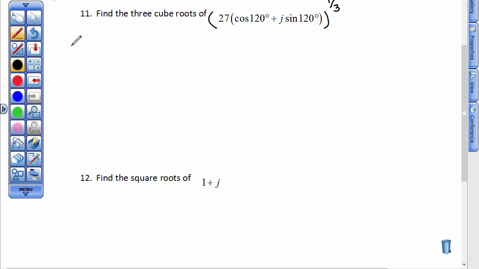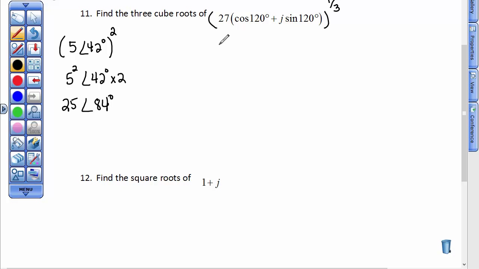Now remember, when we took an angle, I'm making this problem up, this is just a different problem. When we took 5 at an angle of 42 degrees and squared it, we took the r value and squared it, and we took the angle of 42 degrees and multiplied it by the exponent and got 84 degrees, and 5 squared is 25. So to do this, we've got to take the r value and raise it to the 1/3 power, and we've got to take the angle of 120 degrees and multiply it by the exponent, which means multiply it by 1/3. Multiplying by 1/3, remember, is the same thing as dividing by 3. So I'm just going to divide by 3.